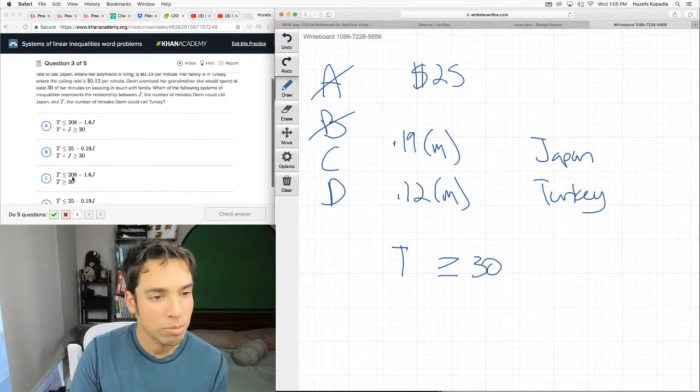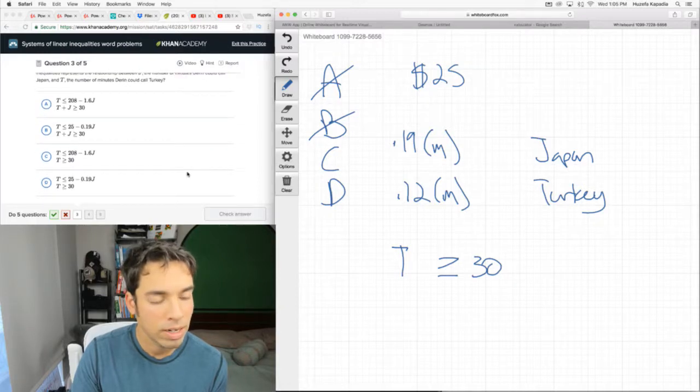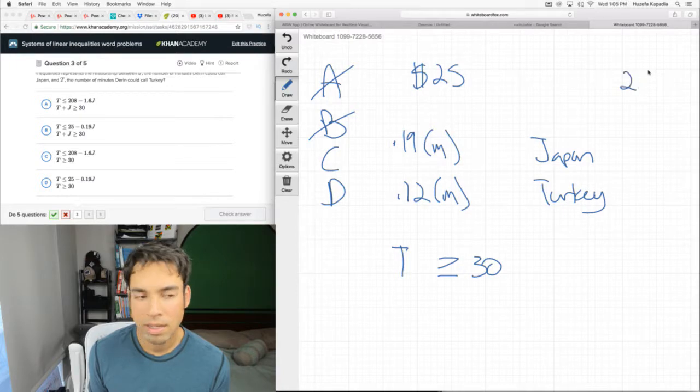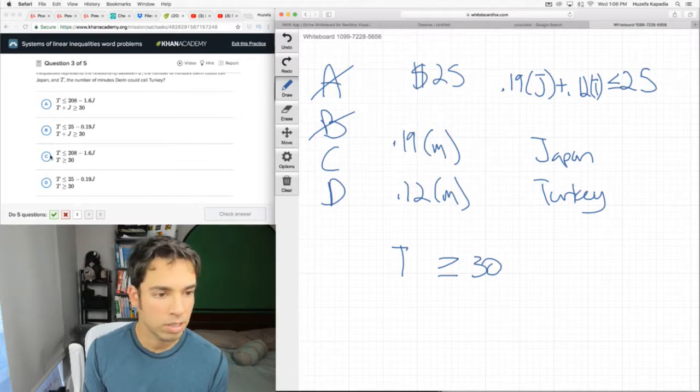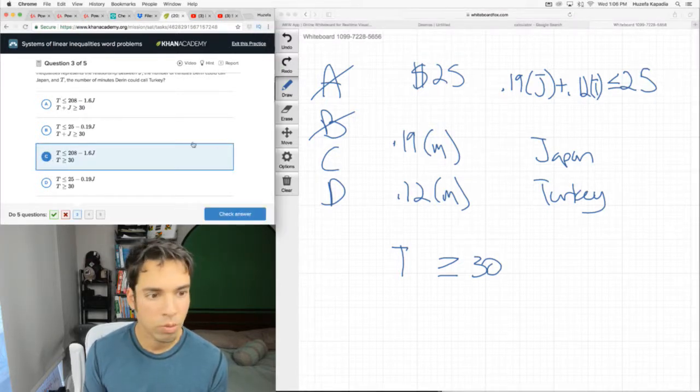So now what's the relationship here? She's got $25, right? So $25 is the max. And it looks like what we're doing is 0.19 times the minutes to Japan plus 0.12 times the minutes to Turkey has to be less than or equal to 25. Let's see, oh, I see. I think it's actually going to be C. That's a calculator question. I'm going to show you why in a second.